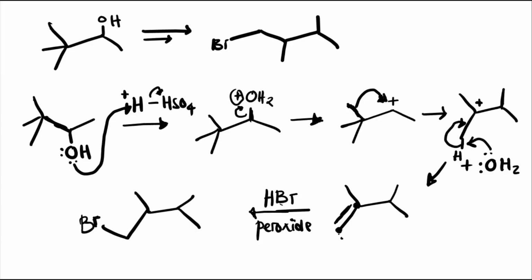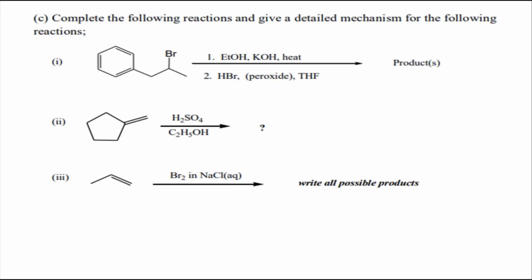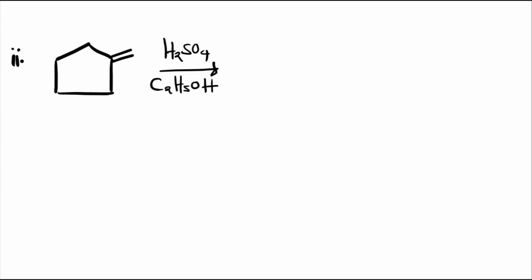So this is how this product is formed from this substrate, just by following these intermediates that I've drawn here and the few reaction mechanisms. So that was number 1B. Let's look at number 1C. Number 1C says complete the following reactions and give detailed mechanisms of the following reactions. So here I'm going to pick 1 or 2. Okay, say I pick this one here.